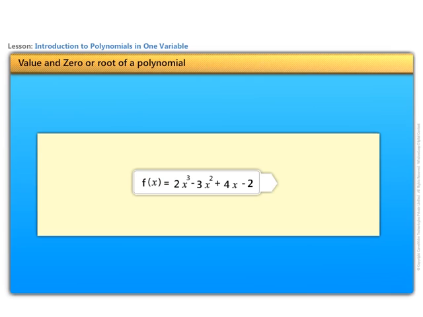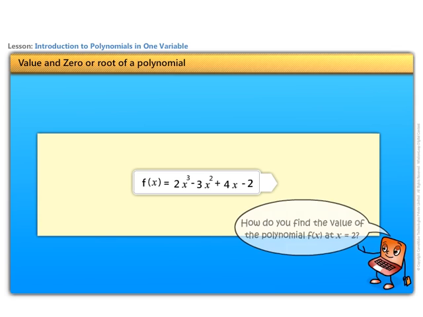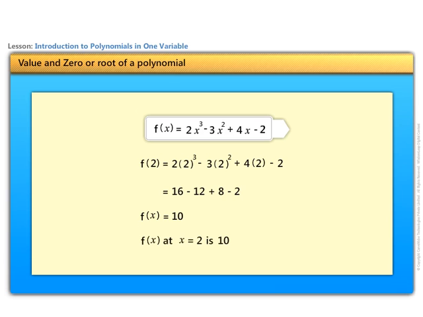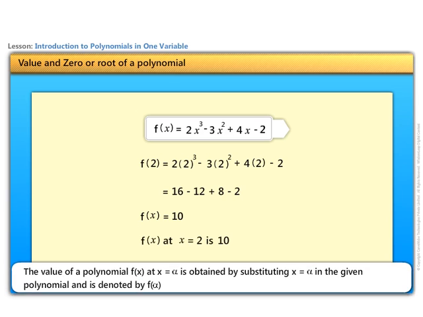Consider the polynomial f(x) is equal to 2x cubed minus 3x square plus 4x minus 2. How do you find the value of the polynomial f(x) at x equals 2? If we replace x by 2 everywhere in f(x), we get f(2) is equal to 2 into 2 cubed minus 3 into 2 square plus 4 into 2 minus 2, that is equal to 16 minus 12 plus 8 minus 2, that is equal to 10. So, we can say that the value of f(x) at x equals 2 is 10.